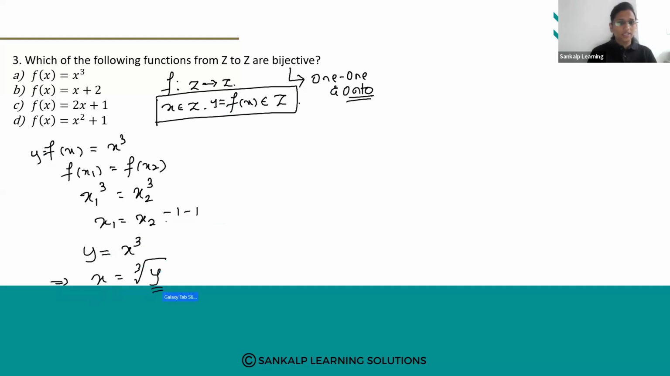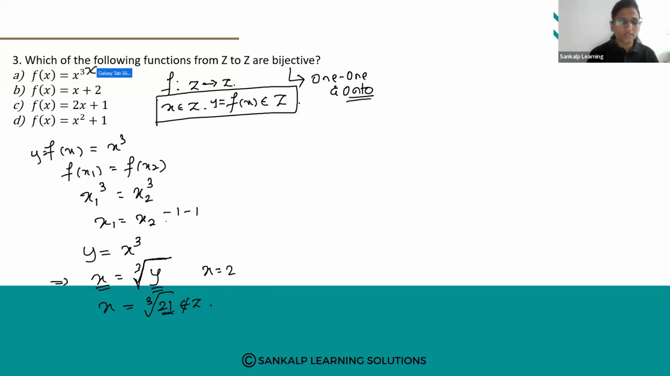Now if y is an integer, not every cube root is an integer. For example, if I take 8, the cube root of 8 is 2, so x is an integer, you'll get x as 2. But if I take some y as, say, 21, you can clearly see that it is not an integer. y belongs to the integers, but x is not an integer, so this is not onto. Since it is not onto, it will not be bijective.